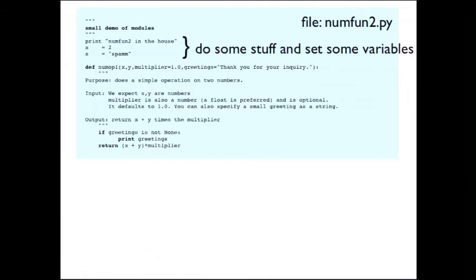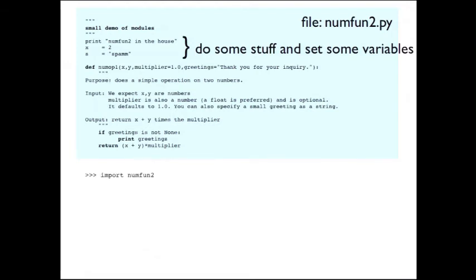Let me give you, again, in the context of namespace and scope, we'll go through a different file, which I've called numfun2. Again, it's in the tarball, in the directory from the website. And I've done everything that I had before in numfun1, except I printed something out. Numfun2 is in the house, x equals 2, s equals spam, spelled incorrectly. So what I'm doing here is I'm doing stuff, and I'm assigning variables.